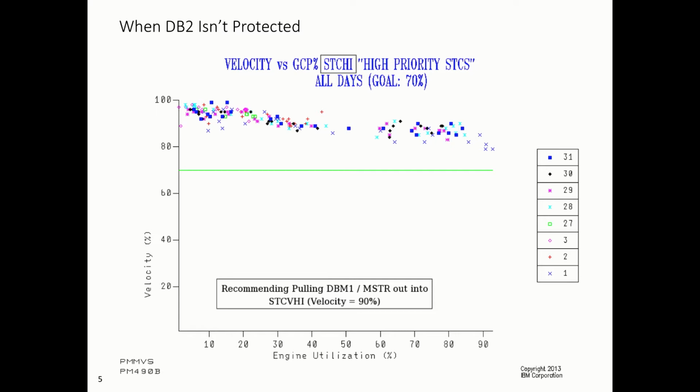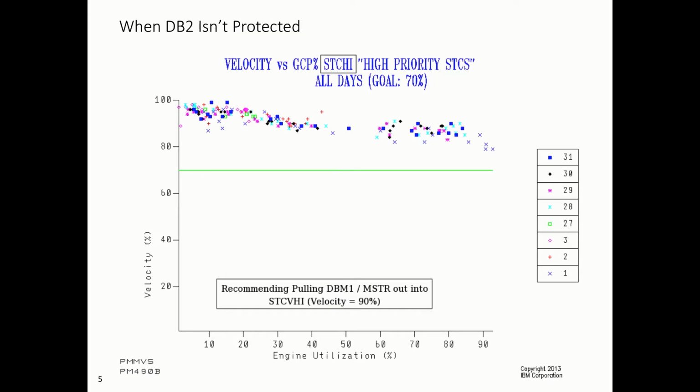So, as I say, if there was stress on the system, the velocity achieved might well come down to the 70. So this is not a protective goal. It's not going to guarantee that we continue to deliver the same service to DB2 and hence its clients, no matter what. So the recommendation one might think about here is to pull DBM1 and master out of this service class STC high and create one that you might call STCV high.